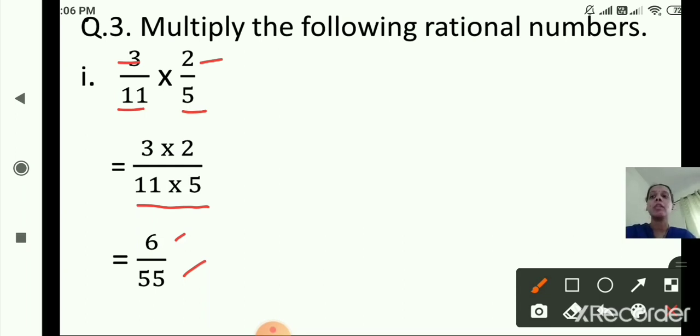Okay. So in this way you will multiply the following rational numbers. Numerator multiply by numerator and denominator multiply by denominator. Okay. After multiplication you will get the answer. If it can be further divided, then you can divide that number, otherwise keep it till there only. Okay, now 6 and 55, both the numbers are not divisible by any single number, so this is the final answer, 6 upon 55. Now we will see the next question.